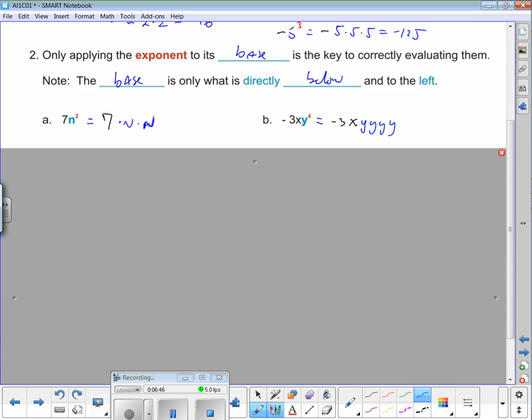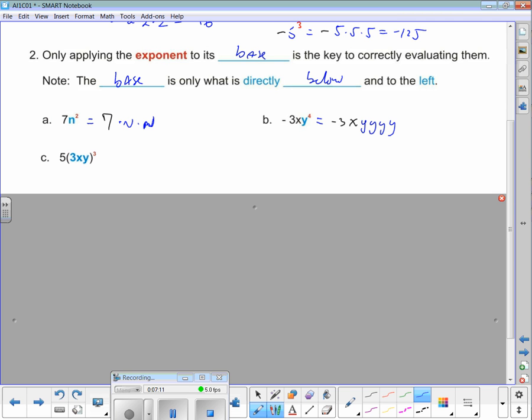Times y times y times y times y, because that's how you do it. Negative 3x times y times y. And you can put raised dots between them all if you want, but that's the exact same thing, right? We don't need raised dots between letters or between a letter and a number if there's only one. And again, we appropriately apply the exponent. And that's really key.